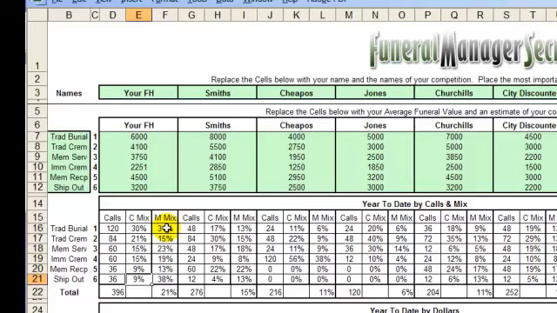Then what it tells you is how you rank versus the rest of your competitors. So this is the market mix. It says here that you're doing 31% of all of the traditional calls in your market, which is a good thing. And it shows that you're doing a good number of the other ones as well. But you're also doing a lot of ship outs. Again, this is just for demonstration purposes.